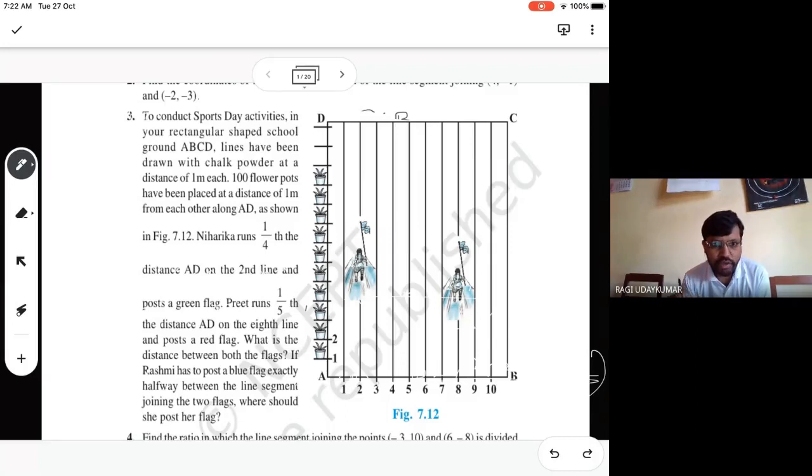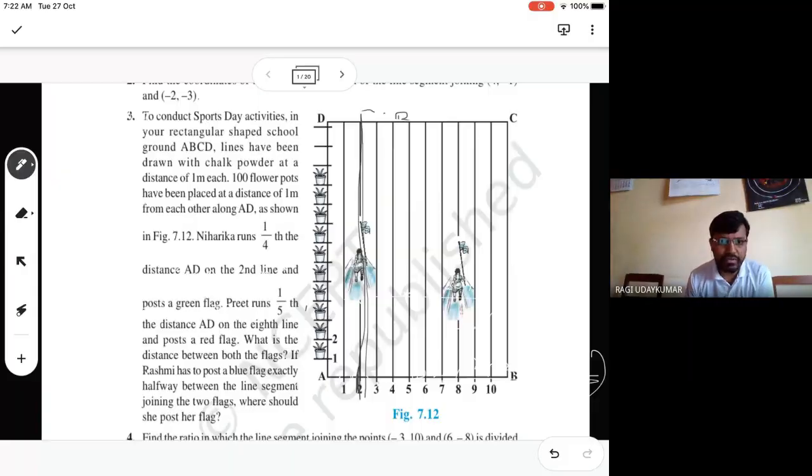And along the AD, along the AD means this is the AD line. And Niharika, a girl, runs 1/4 of the AD on the second line. Second line में 1/4 of the AD. AD पूरा length कितना है, उसमें 1/4 of the AD.